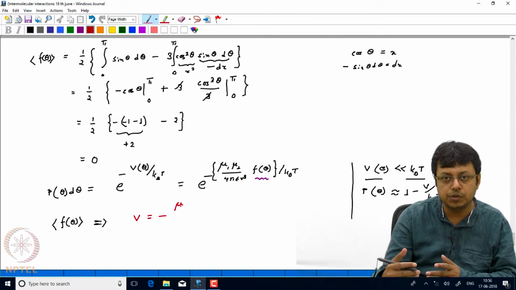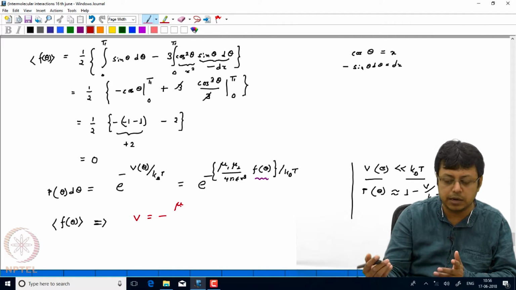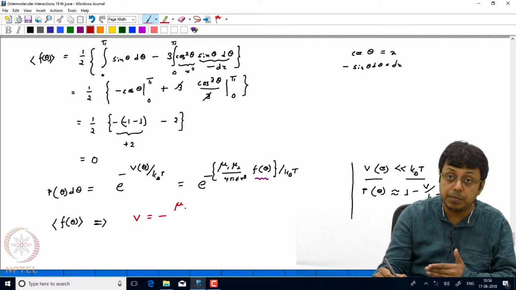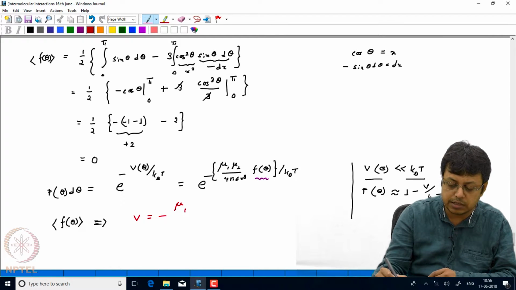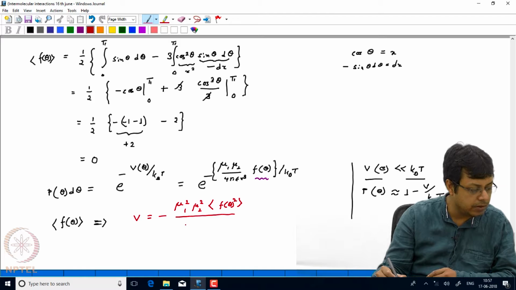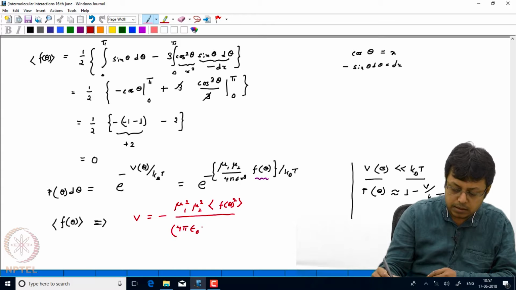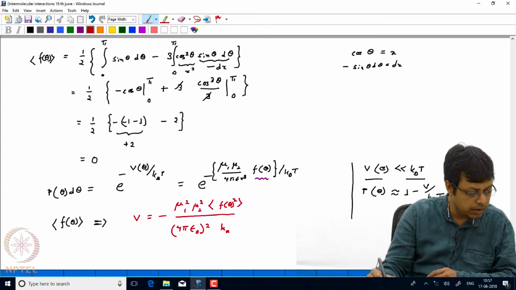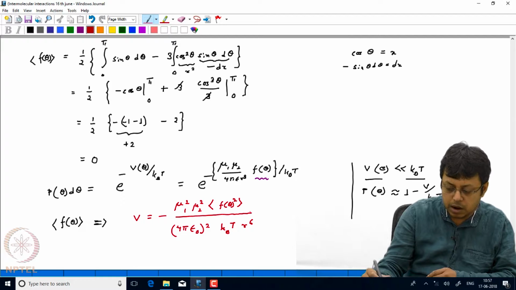which are mutually parallel but have an arbitrary orientation, and we will see that there will be some preferred orientation. Due to that, the average interaction potential will include this average value of f of theta. It will be something like mu 1 square mu 2 square into the average of f of theta squared, divided by 4 pi epsilon 0 squared into kBT into r to the power 6.